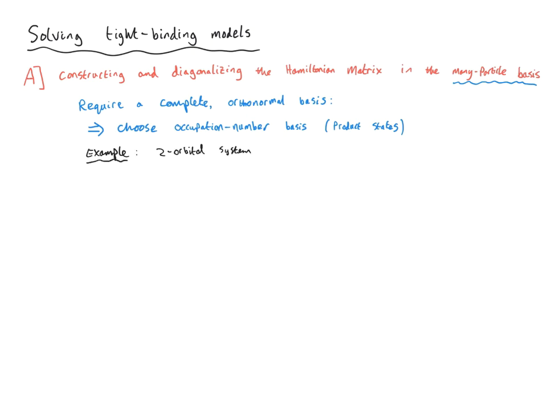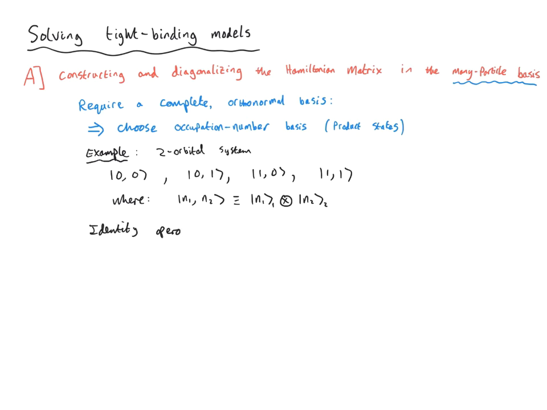For example, let's consider a two-orbital system. In occupation number language, we can define basis states like this. This one means that there's no electrons in either of the two orbitals. We have one electron, which can either be in the first orbital or the second one, or we can have two electrons. So this complete orthonormal basis must span the entire Fock space of the system. And since this is a complete orthonormal basis, we can write an identity operator which is the sum of projectors onto all of these basis states.